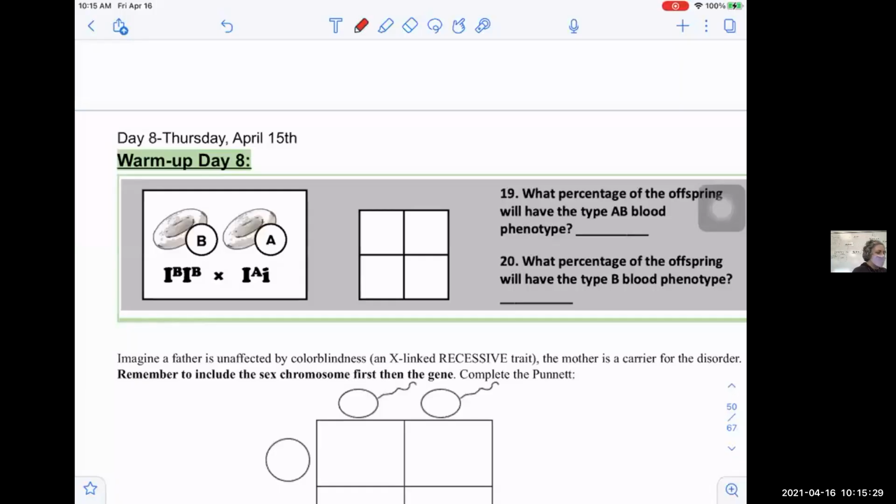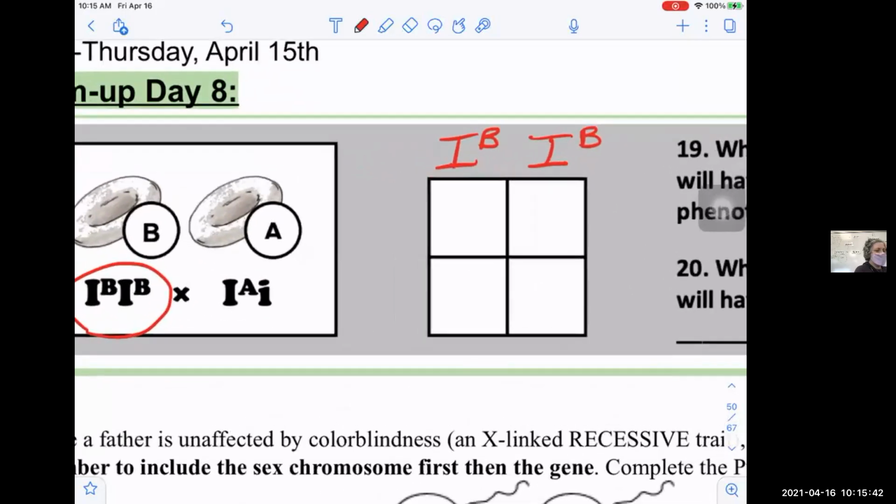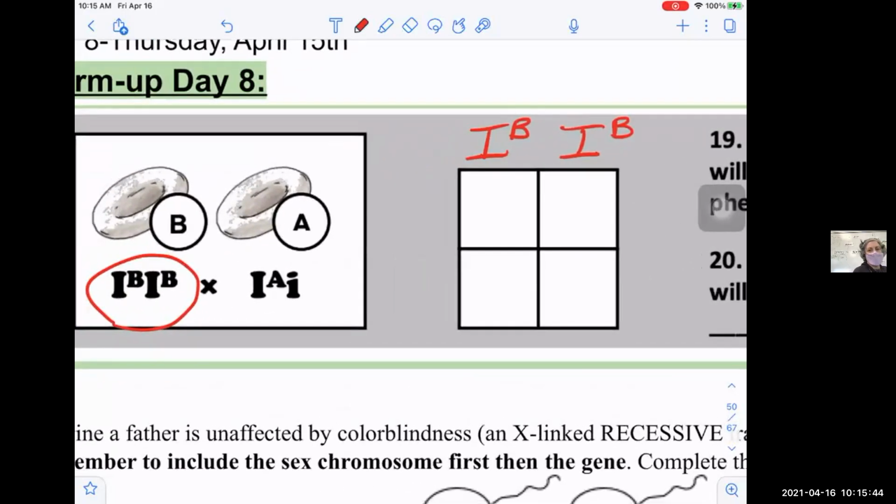All right, so for your warm up here, I'm gonna put our type B person here on the top. You might have put yours on the side, and that's okay, as long as you include the uppercase I and the two B's superscript. And then I'm gonna put my type A parent over here. And then remember the rule I told you yesterday is always write the A before the B.